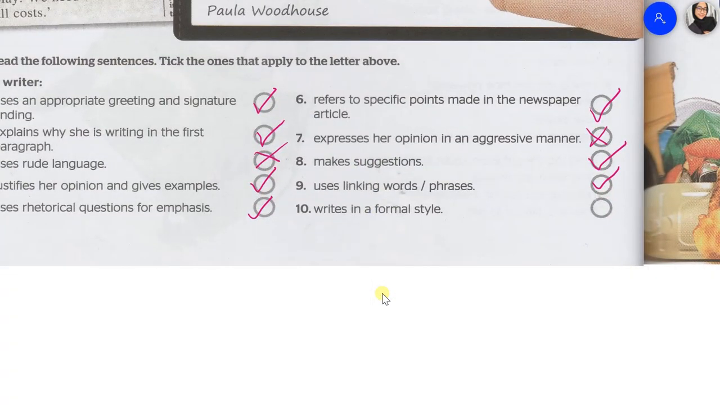And the last one, number 10, did the writer write in a formal style? Yes, she did, because she is writing to an established organization or a company and someone that she doesn't know personally, in this case, the newspaper's editor. So of course she has to sound formal, right? She has to use a formal language style.